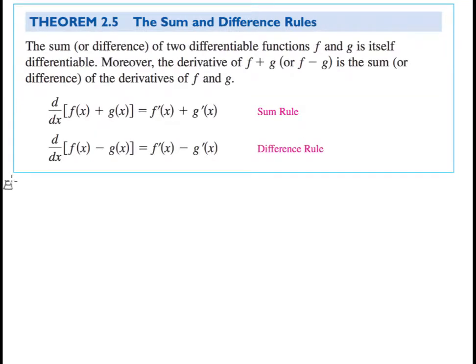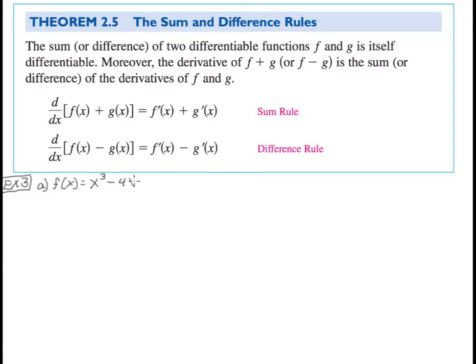Our next rule is called the sum and difference rule. If we have two differentiable functions called f and g, and we want to find the derivative of f of x plus g of x, well, that's just equal to the derivative of f of x plus the derivative of g of x. The same rule applies with the difference rule. So the derivative of f of x minus g of x is equal to the derivative of f of x minus the derivative of g of x.